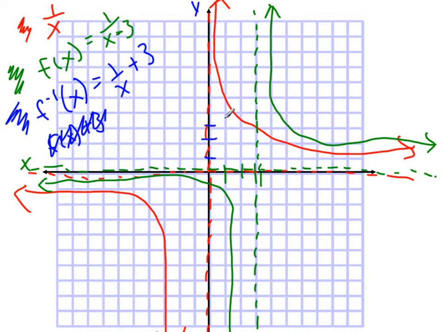Now, that doesn't change what x's vertical asymptote is. x still can't be 0. So we still have the vertical asymptote. But it does change our horizontal asymptote. Instead of at y equals 0, we now have at y equals 0, I mean, y equals 3. Excuse me. Let me clean this up a little bit because this is looking a little nasty.